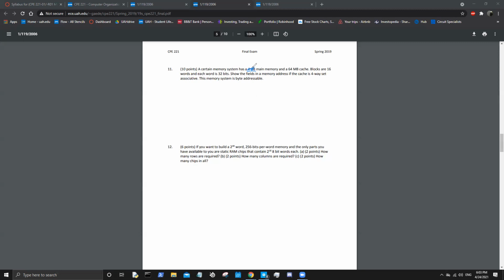Oh wait, no, this is useless. 4 GB main memory has nothing to do with this. We're looking at the cache. So this is a 64 megabyte cache. You want to reduce everything to power of 2, or you can leave it in megabytes, however you wish.